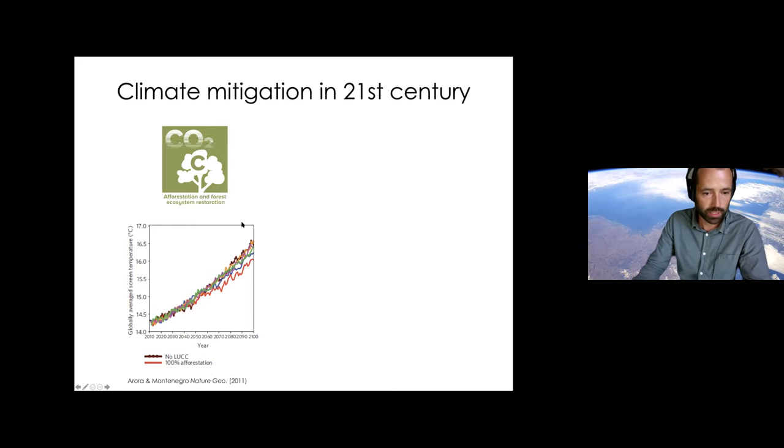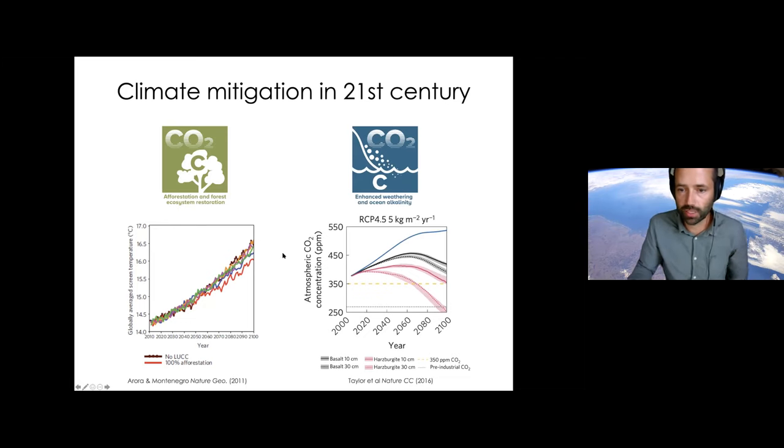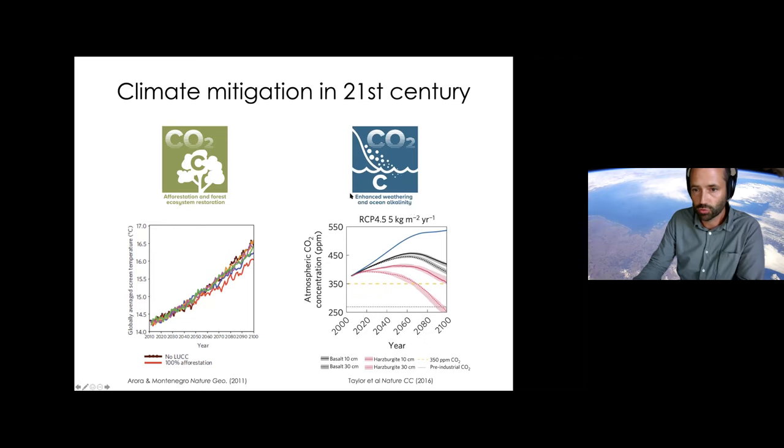And I also think we have overestimated the importance of afforestation in the Devonian-Carboniferous time, because we've forced our models to basically draw down CO2 at that time. Rather, I think we should think about enhanced weathering, so the uptake of CO2 through dissolution of silicate rocks.